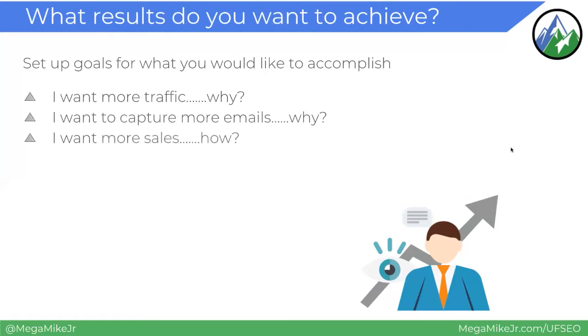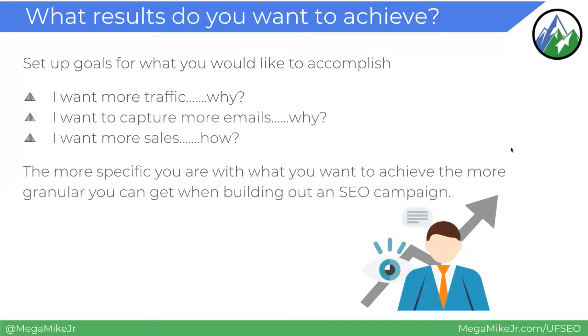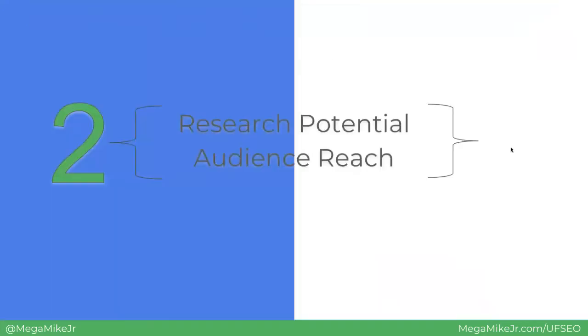I mean, there's many ways in which you can get sales, but how do you want to bring your customers to the site so that you can deliver the appropriate messaging and direction through the sales funnel to capture more of those sales? So the how factor is also important. So the more specific you are with what you want to achieve, the more granular you can get when building out an SEO campaign. And again, this all leads to qualified audience. So the more qualified an audience is that comes to your site, the more opportunity you have of actually converting them through your goals, whether that be a micro conversion on an email lead capture or an actual sale of your product. So those are extremely important.